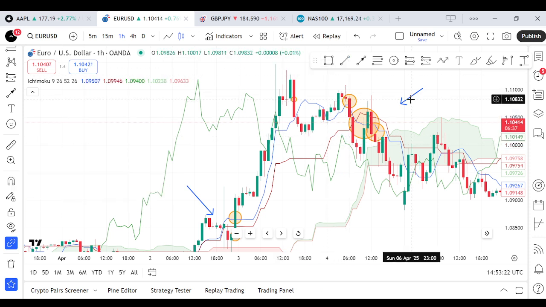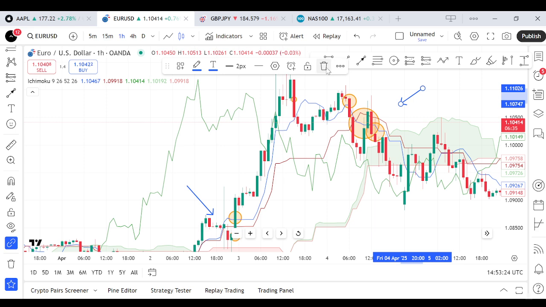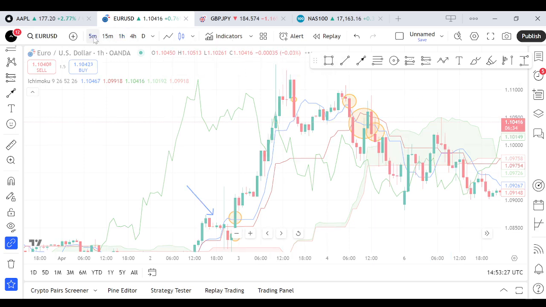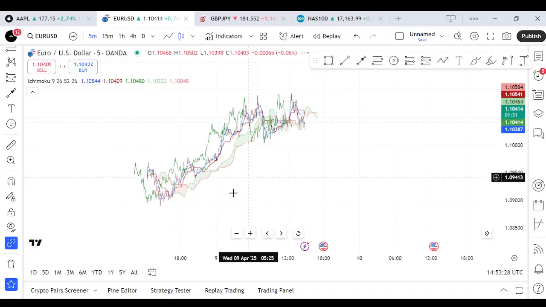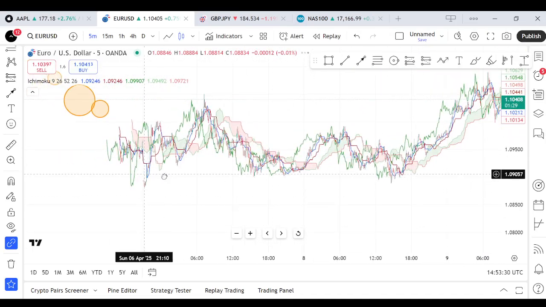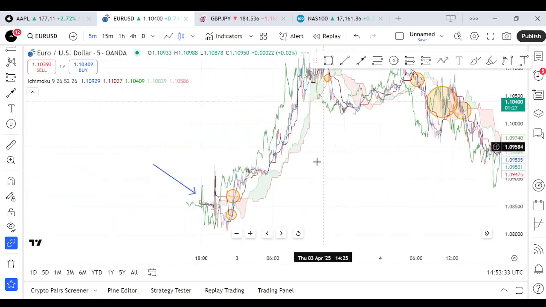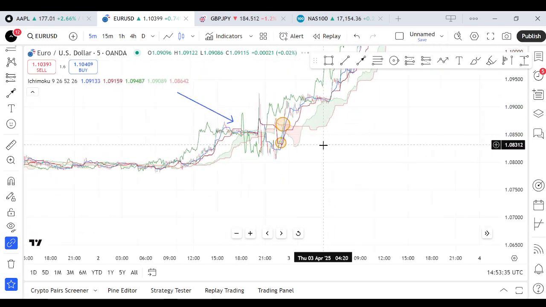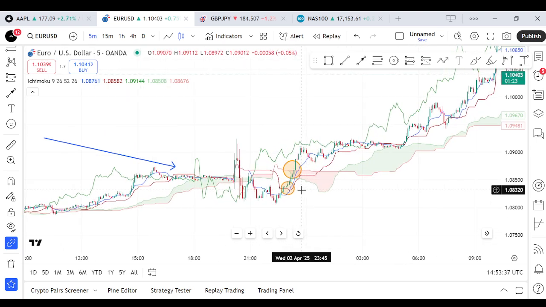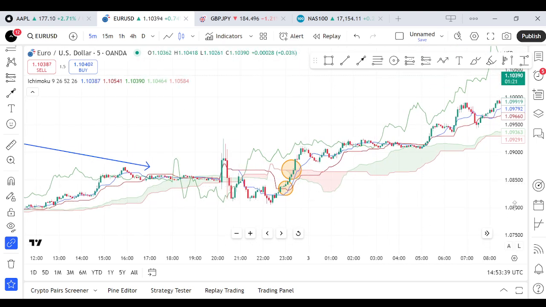So all of these are confirmations. As you can see, once we have confirmed our trend with the 1 hour, we switch back to the 5 minutes to take our entries. Do not take any trade solely based on your lower time frames. Ensure you confirm the trends using higher time frames as well.